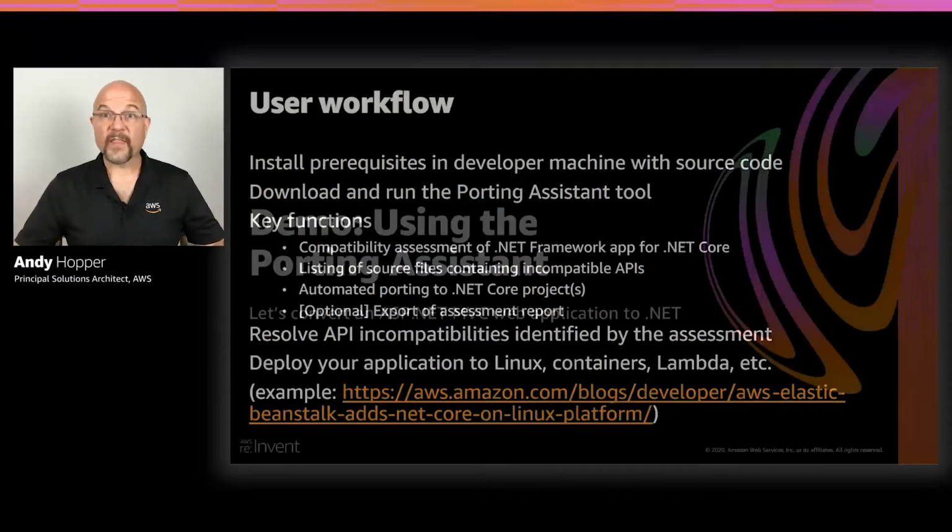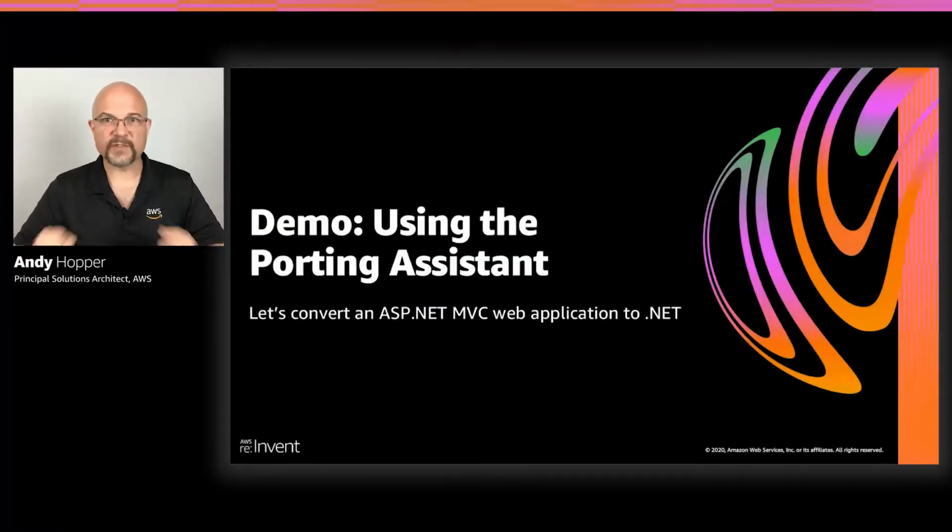All right, so this brings us to my favorite time of day, which is demo time. What we're going to do here is take an ASP.NET MVC application running on .NET Framework on Windows, leveraging Entity Framework 6.0. And we're going to go through the entire process to port this into a .NET 5 application using Entity Framework 5.0 that's capable of running on a Linux box.